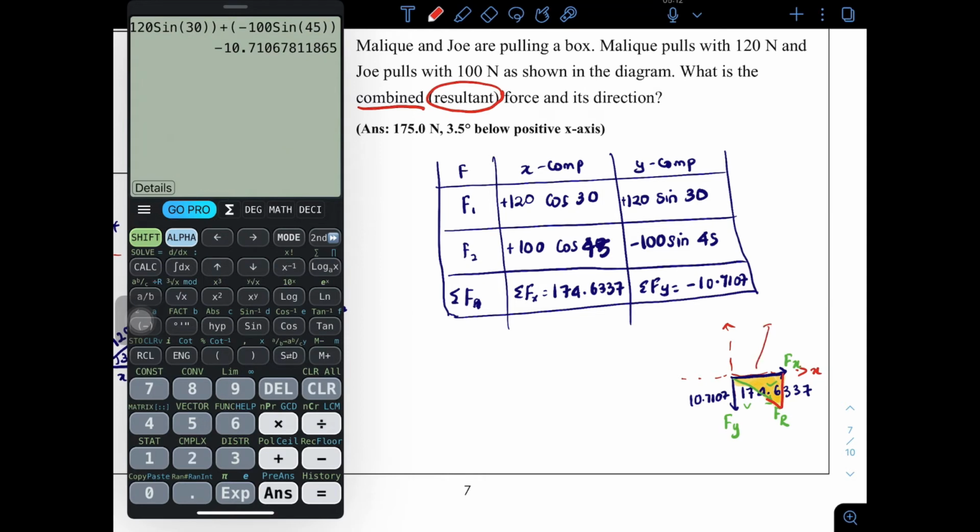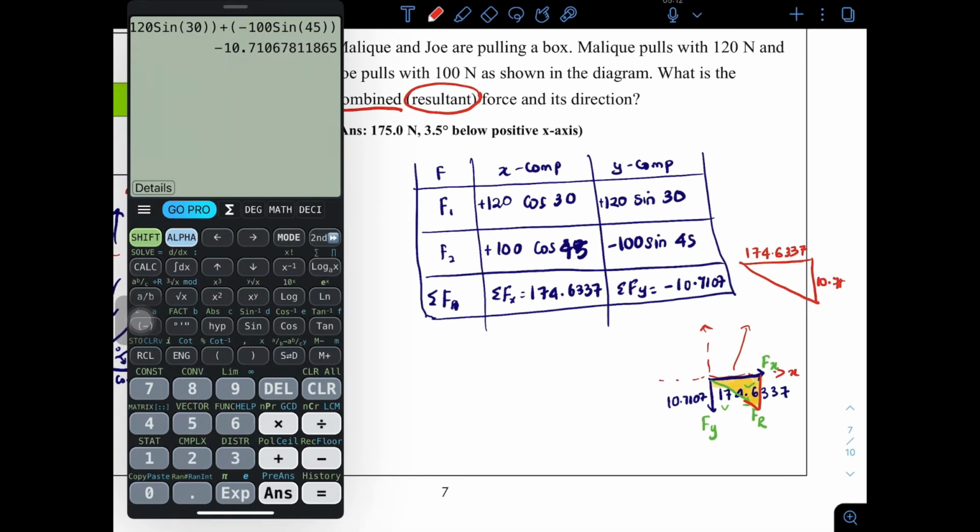So let's take it out. Over here, you know that this one is x, 174.6337, the y is 110.7107, and this is your FR, and this is your angle with respect to the x-axis. So this is the magnitude of the resultant force.